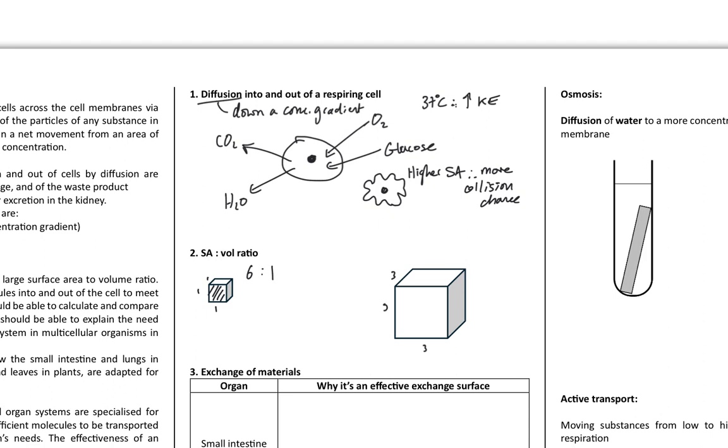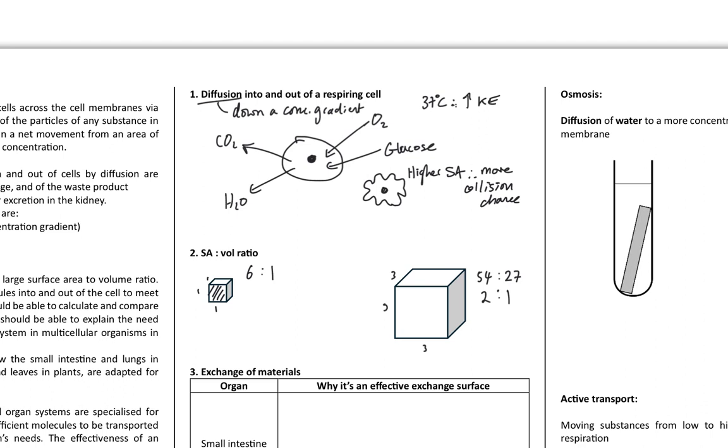Whereas this one over here is 3 by 3 by 3. So 3 times 3 is 9, and then times by 6 is 54. So it's got a surface area of 54 centimeters squared, and its volume is 3 to the power 3, which is, oh yeah, good old 27. I can't compare these because I'm not smart enough, so I need to get them both to 1. So I divide both sides of my ratio by 27. Oh yeah, it's 2 to 1. Okay, so this is going to be a 3 times smaller surface area to volume ratio.